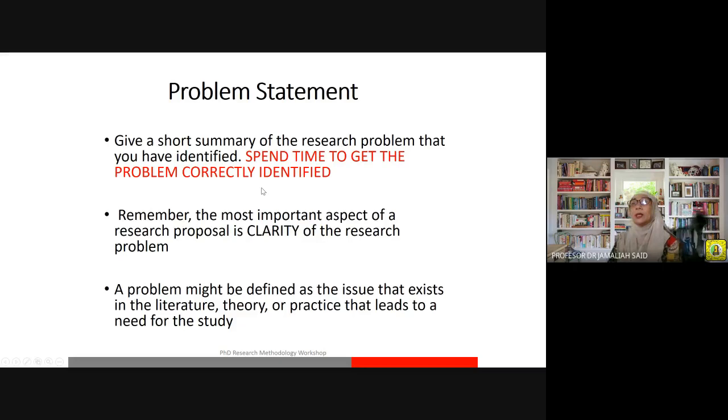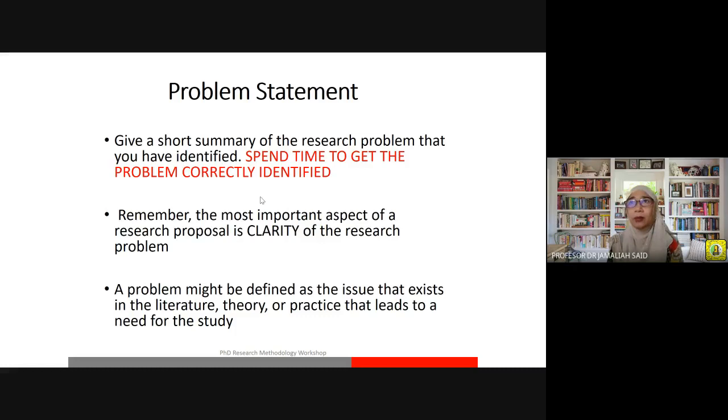Okay, problem statement. Problem statement gives a short summary of the research problem that you have identified. In here I put it in red because this is the most problematic area. It is very difficult for students to write a good problem statement. At the end of the day, I noticed that most examiners will comment like problem statement not clear, problem statement very vague, there is no problem statement that warrants the study to be conducted. So make sure you spend time on this.